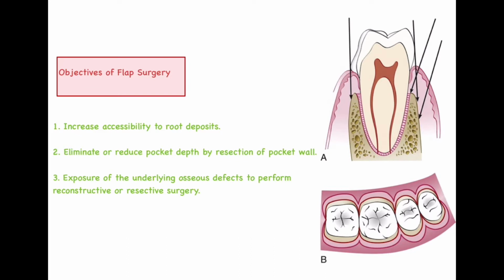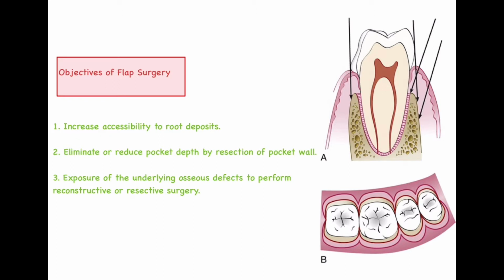Right, so the second objective is to eliminate or reduce the pocket depth by resection of the pocket wall. So the soft tissue lining of the pocket needs to be resected out in cases of periodontal pockets, and for that we need to raise a flap so that we can better eliminate all the granulomatous tissue which has been accumulated in that area.